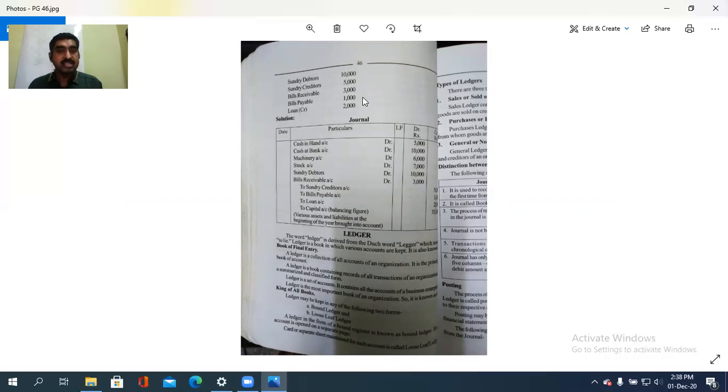So that is the opening entry. Keep it in mind, this type will also be asked. So today we see some more problems with regard to the journal entry, some university questions like that. What is the opening entry? A firm at the opening needs to pass the entry with the various assets to be debited and the various liabilities to be credited, and the excess of both should be credited to the capital account. That is the opening entry.